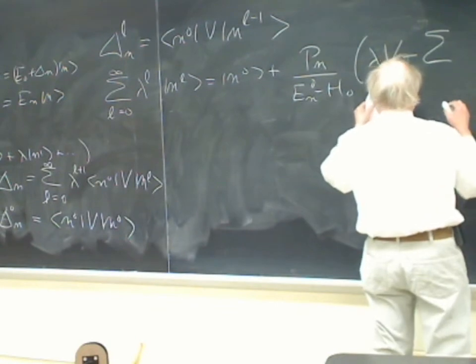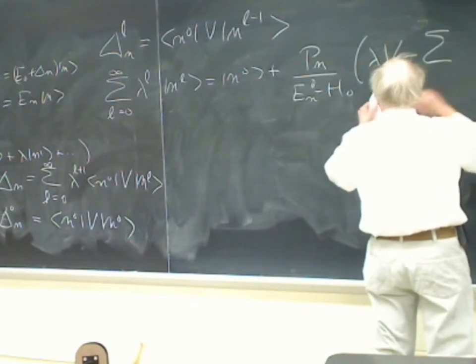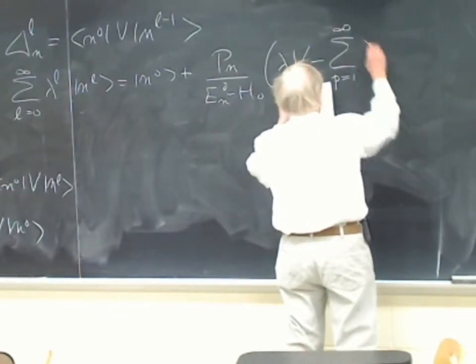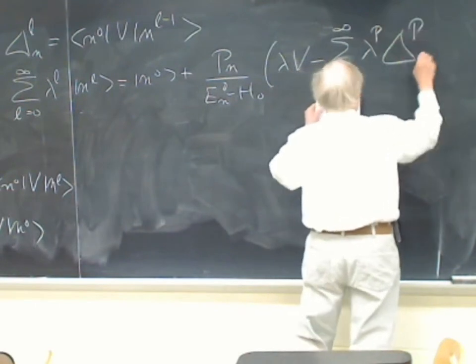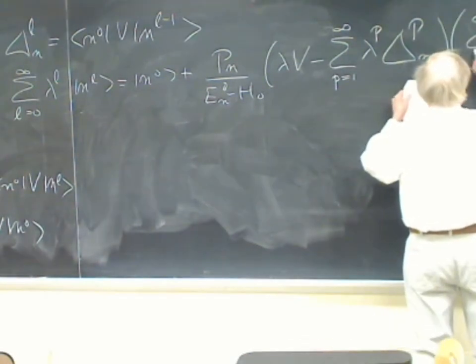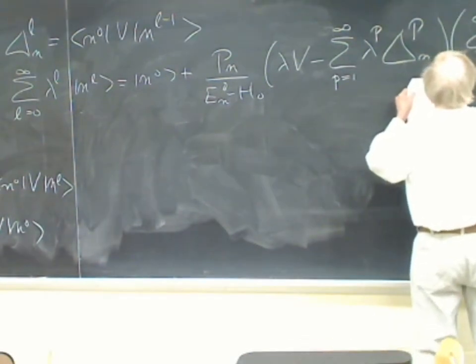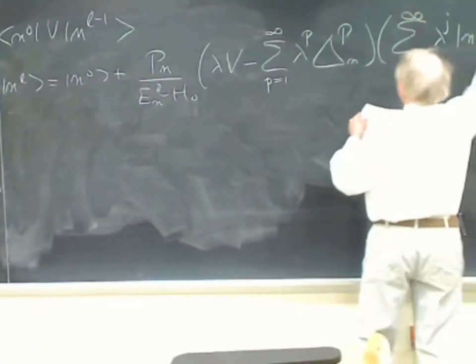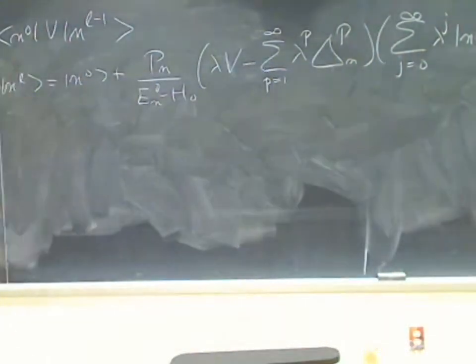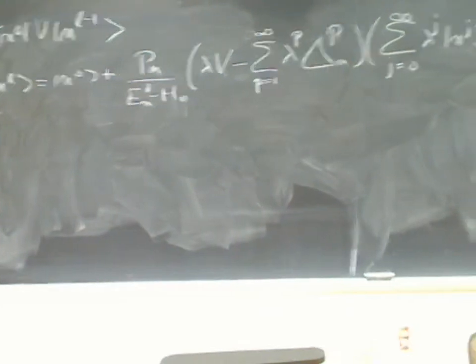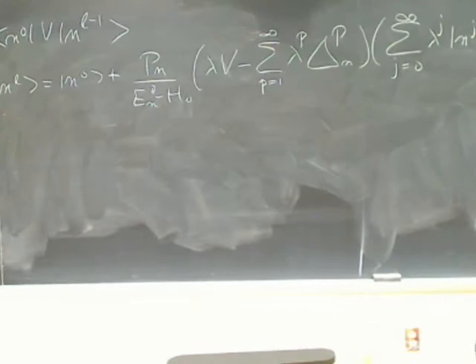And I see in my notes I switched to L in this term, so let me call that P. The sum P equals 1 to infinity, lambda V delta P n, times the sum J equals 0 to infinity, lambda J n J. Okay, so this is this equation which we've checked is okay, gives us the right answer, together with these two power series expansions.